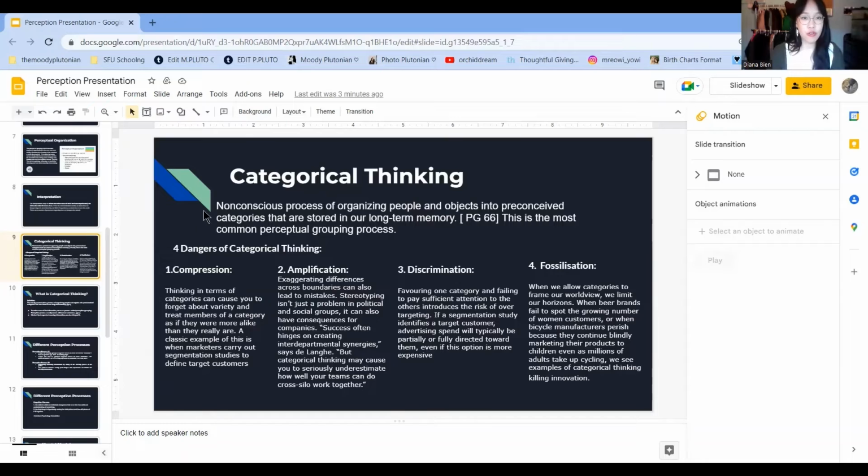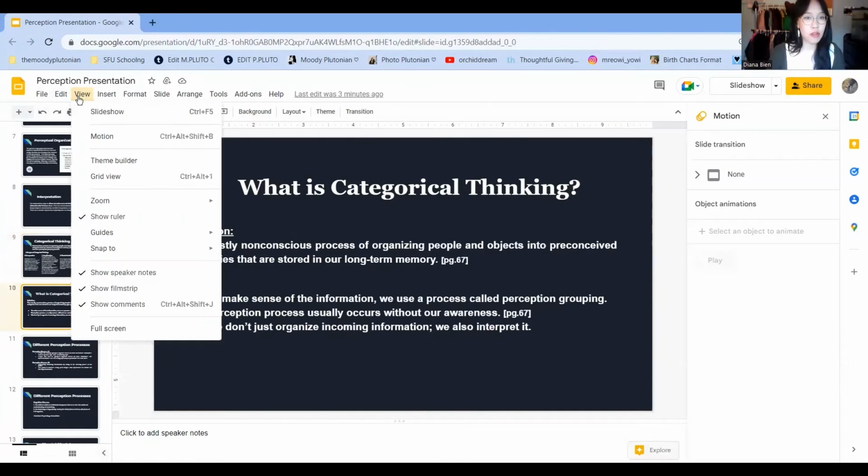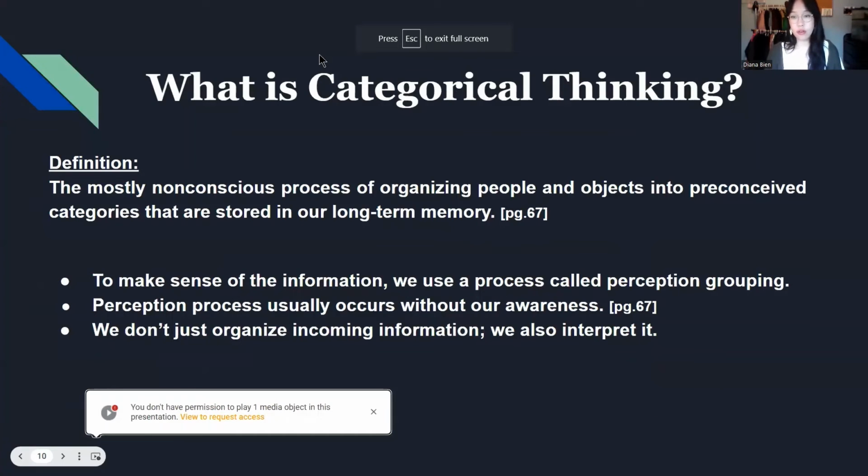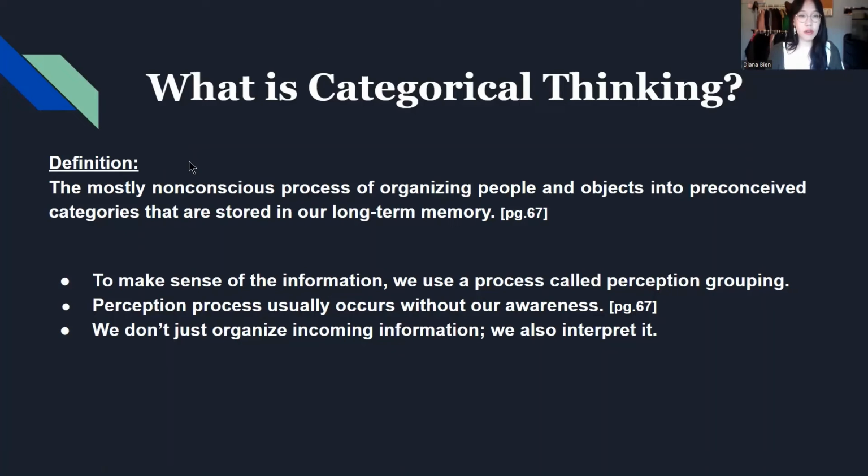So let's start off. Troy went over the dangers, and so I'm going to be going over the basics. So let's start off with what is categorical thinking? It is the mostly non-conscious process of organizing people and objects into preconceived categories that are stored in our long-term memory. And you can find that in the textbook on page 67, as we have marked here. To make sense of the information, we use a process called perception grouping.